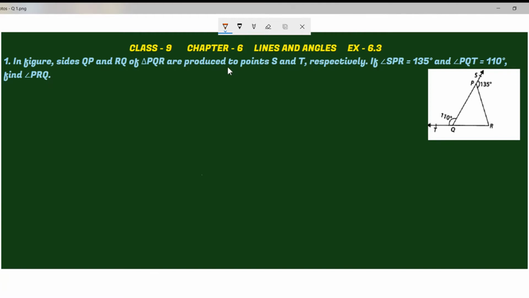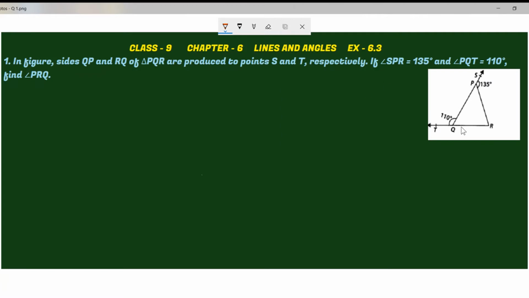Today I am going to teach you Class 9, Chapter 6, Lines and Angles, Exercise 6.3, Question number 1. The question is: in the figure, sides QP and RQ of triangle PQR are produced to points S and T respectively. If angle SPR is equal to 135 degrees and angle PQT is equal to 110 degrees, find angle PRQ.